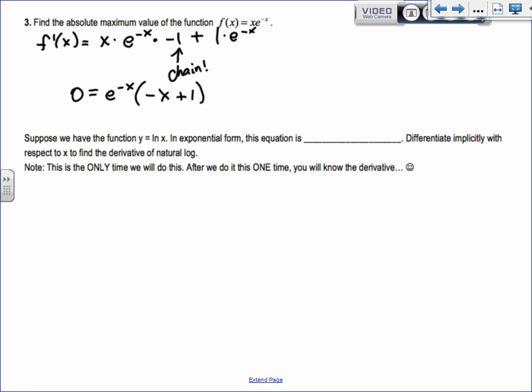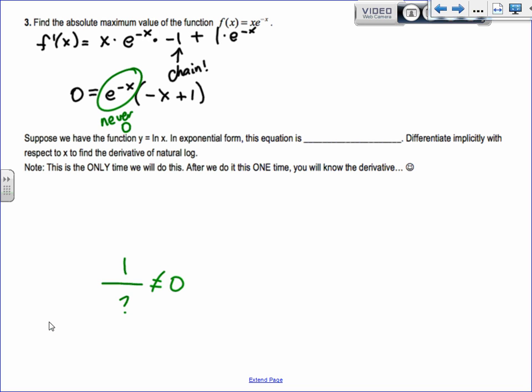Okay, so I set both pieces equal to 0. But if you notice, e to the negative x, that's 1 over e to the x. 1 over a number is never equal to 0, right? It doesn't make any sense, right? 1 over something, that's never equal to 0. So this is never 0. And if it had just been e to the x, it's never equal to 0 either.